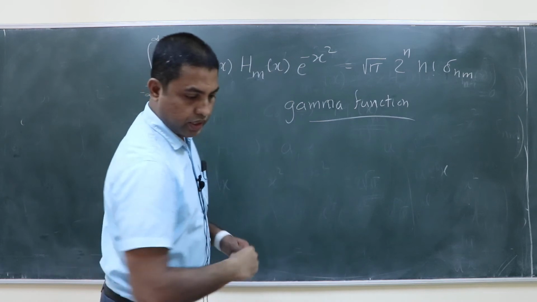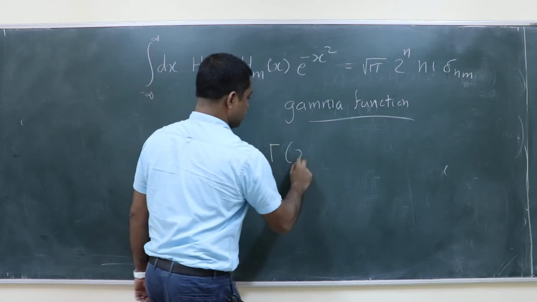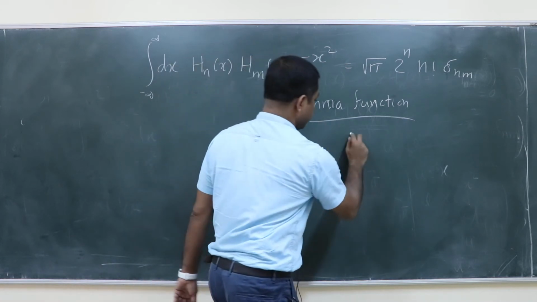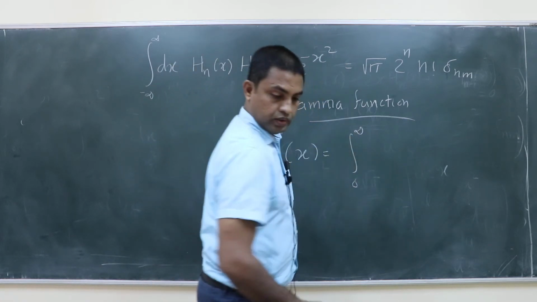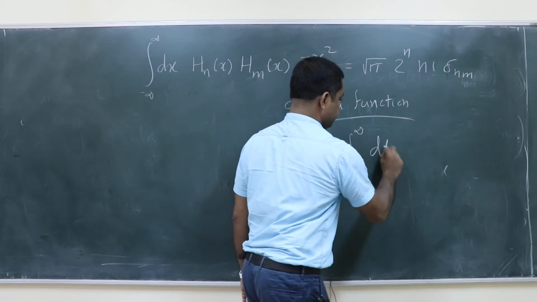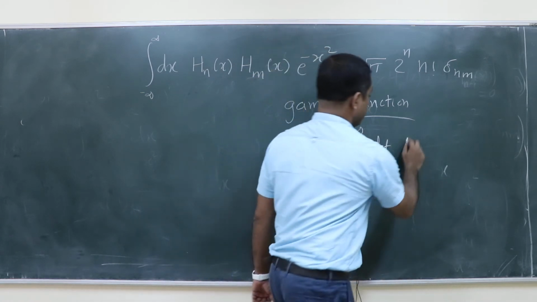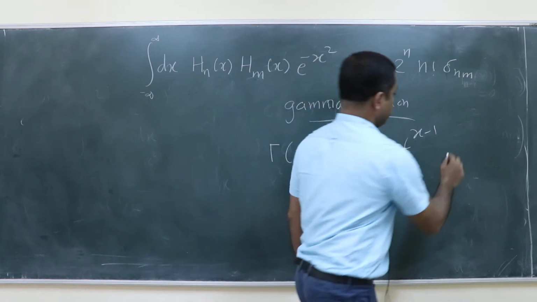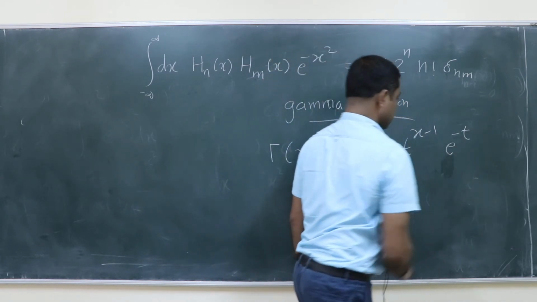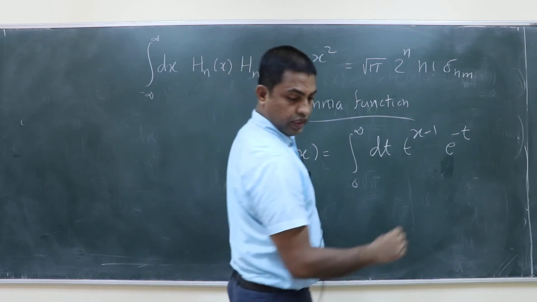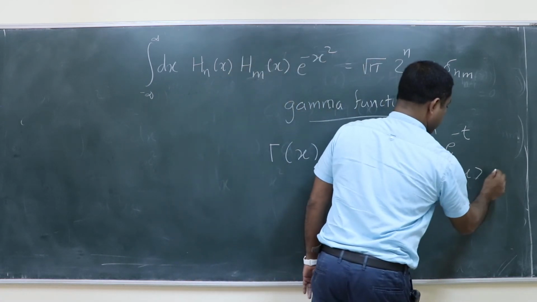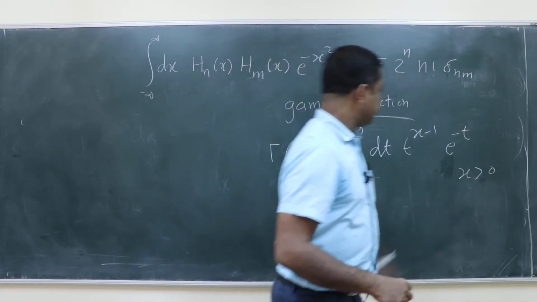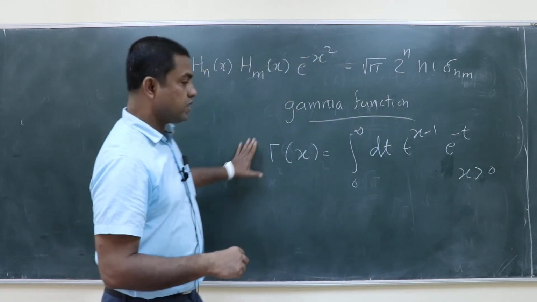So gamma of x is equal to the integral from 0 to infinity dt t power x minus 1 e power minus t, where x is greater than 0. Okay. So this is the gamma function.